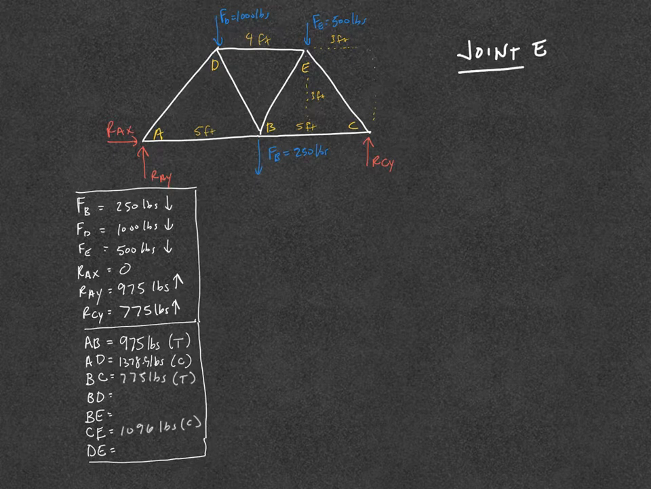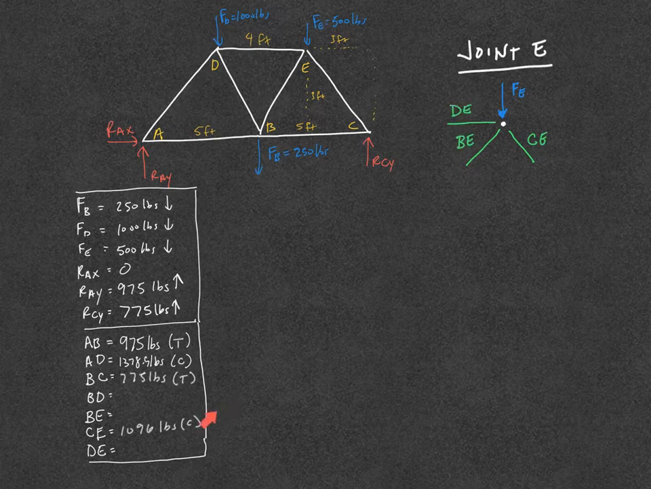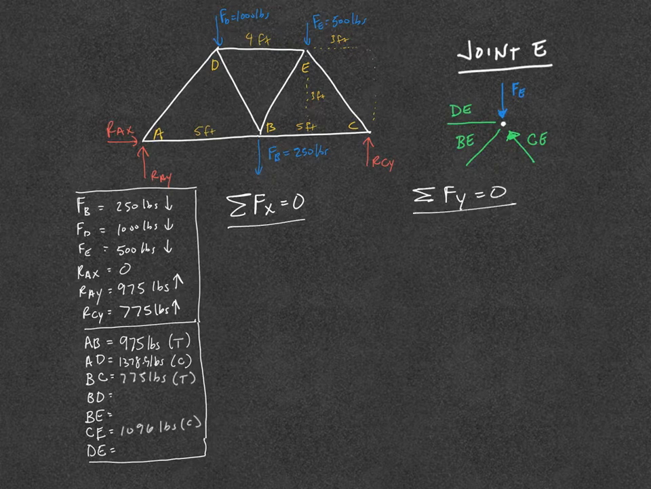For this one, I'm going to choose joint E. At joint E, I'm going to have a few new knowns. I now know CE, I just solved for that, but I do not know DE or BE. So I'm going to plug in that CE is in compression. Compression is going towards the joint. Note that I'm drawing that the opposite direction that I just used in the previous slide, basically.